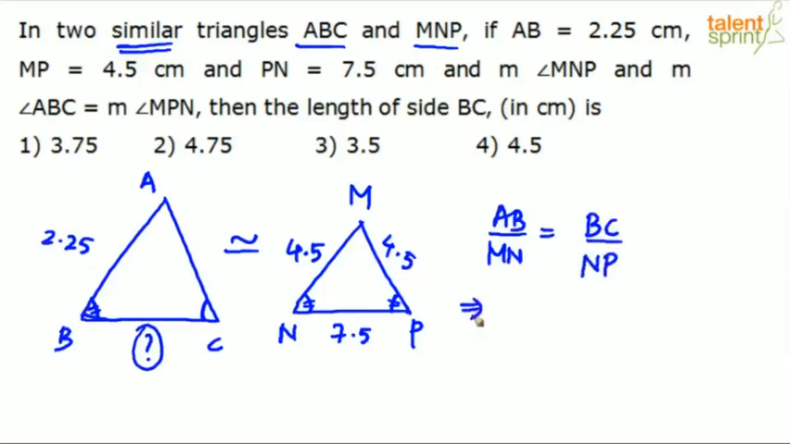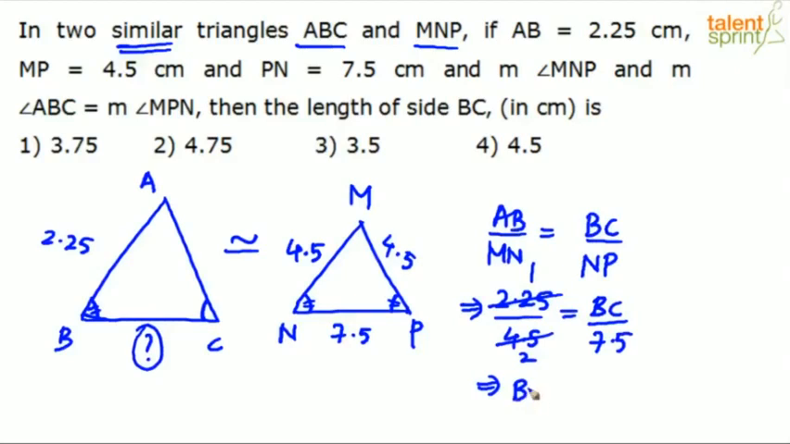Just substitute the values now. AB by MN, BC by NP, corresponding sides. So AB is 2.25, MN is 4.5, BC has to be found, and NP is 7.5. So this goes 2 times here. BC can be taken as 7.5 by 2, which is 3.75.